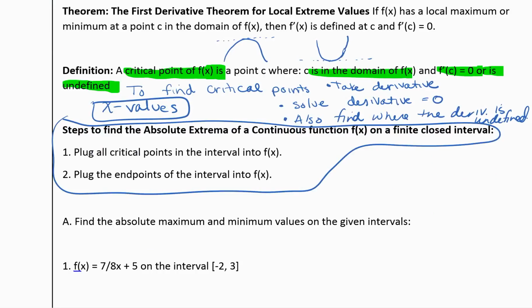So you're first going to plug all critical values into the original function. We just talked about how to find critical values: you take the derivative, set it equal to 0, or find where it's undefined, and you plug those into your function. And then the other thing you have to do is plug the endpoints of the interval into the function. Whichever of those gives you the highest y value will be your absolute max, and whichever gives you the lowest y value will be your min.